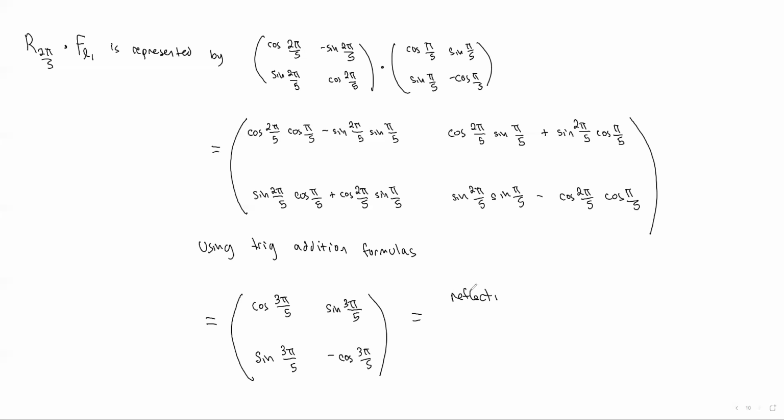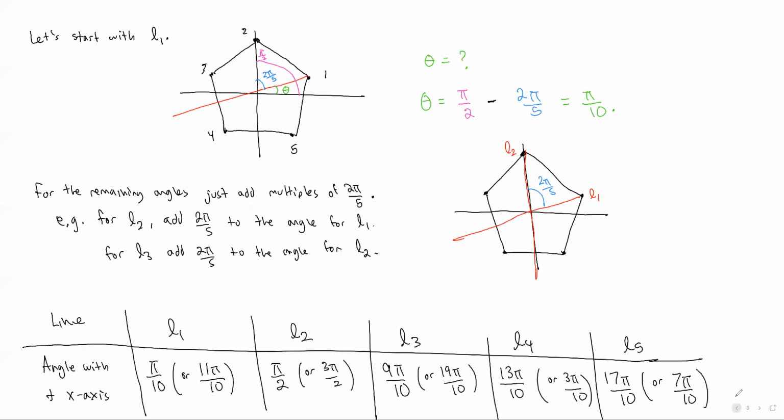So this is a matrix for reflecting about a dotted line making an angle of 3 pi over 10. So remember, you have to divide by 2. So if you have the angle, you multiply by 2 to get the matrix. If you have the angle in the matrix, you divide by 2 to get the angle for the line, from the positive x-axis. So now I have to go back to our table.